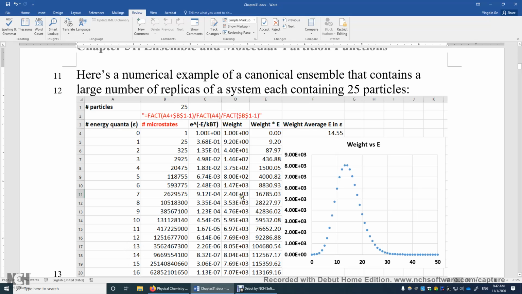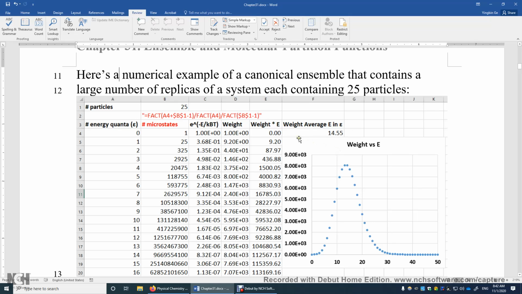So if we plot the number of energy quanta and the weight, it's right here. This is the weight, this is the number of energy quanta. So as energy increases, the weight increases first, and then it reaches the maximum around here, 13 or 14 energy quanta, and then it starts to decrease. As the energy approaches infinity, the weight approaches 0.